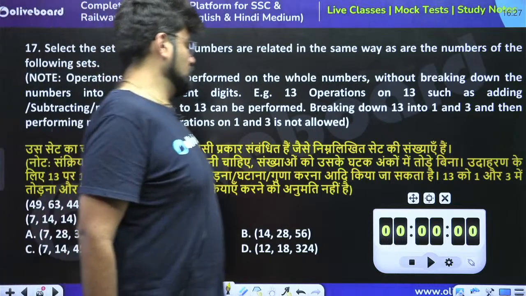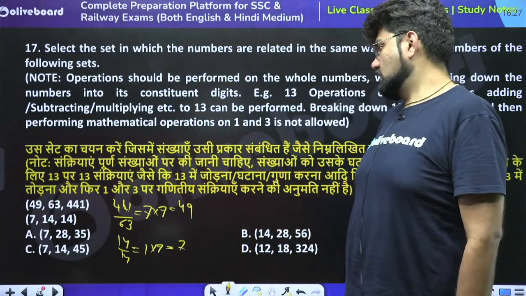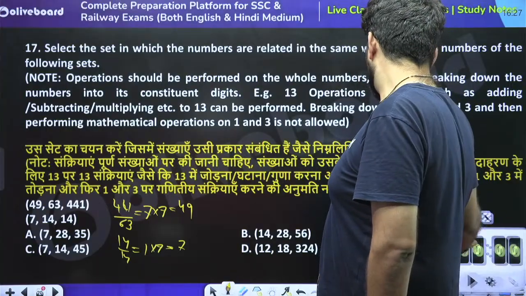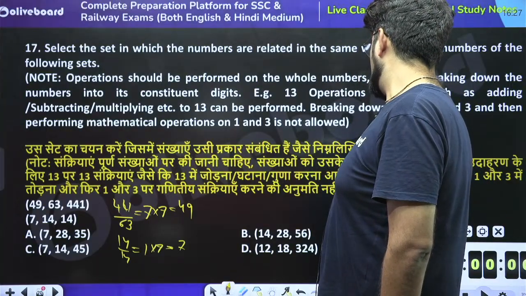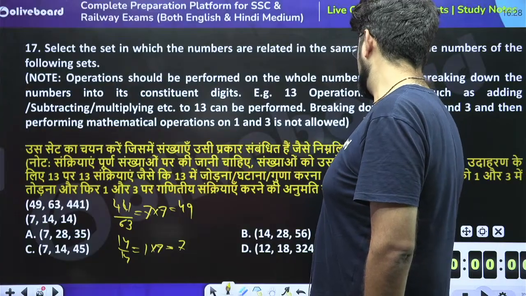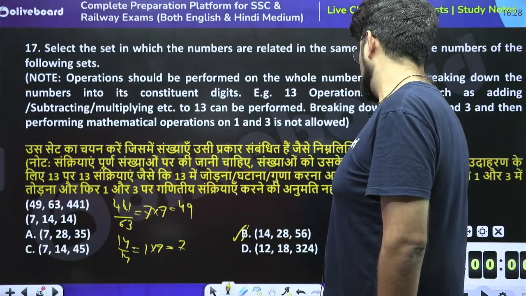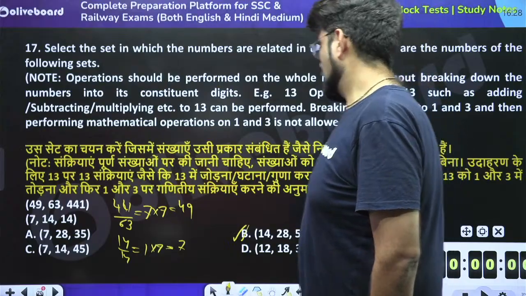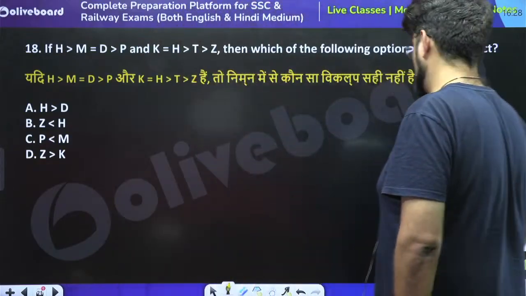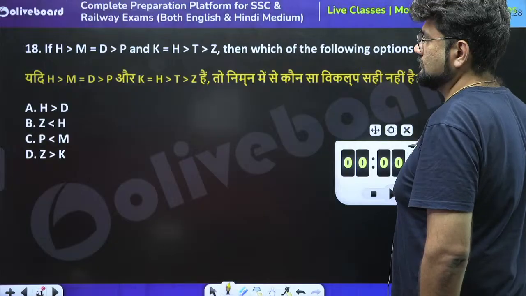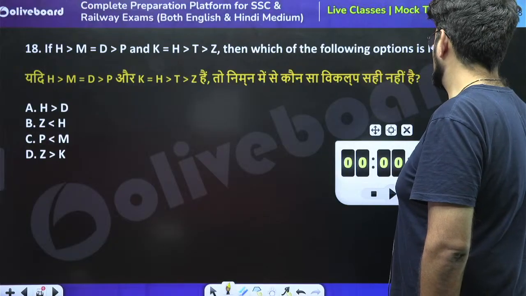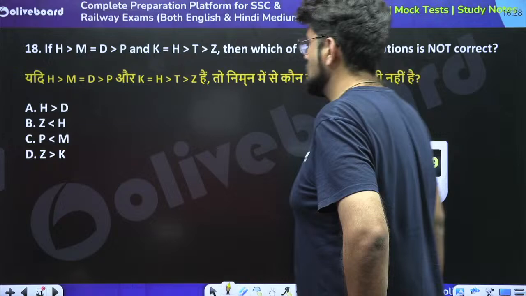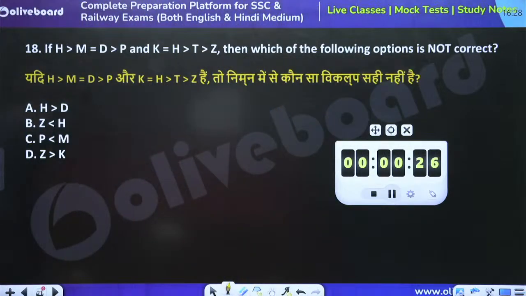Not a problem. So you multiply 56 by 28. You get 2. And you multiply this by 7, you will get 14. So option B is the one which follows the given set. Correct. Yeah. So any approach you take, not a problem.